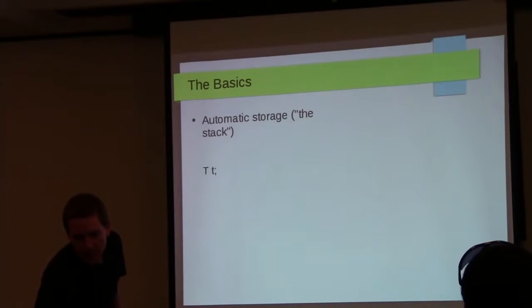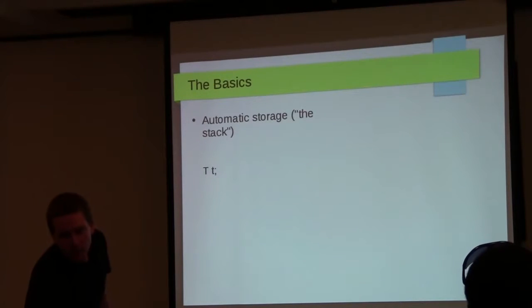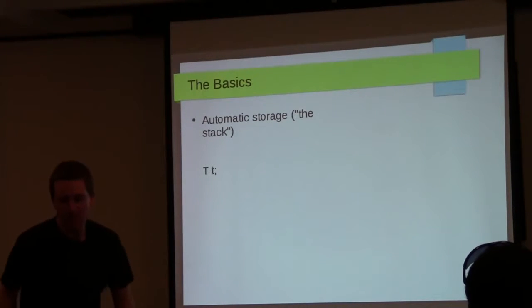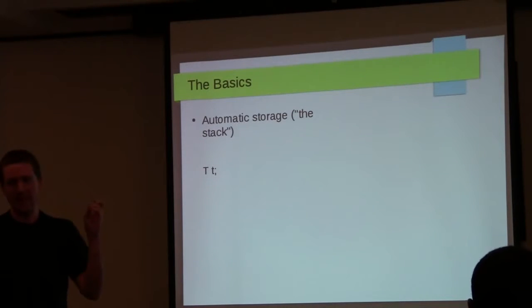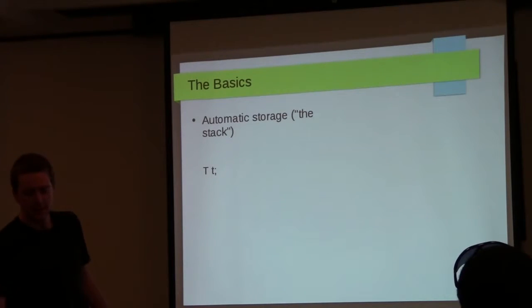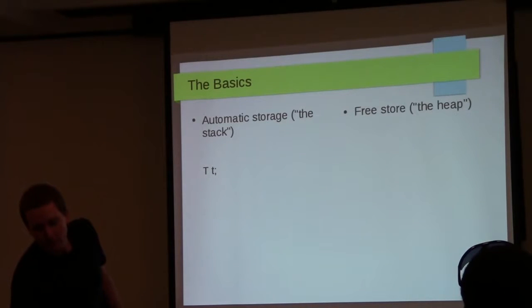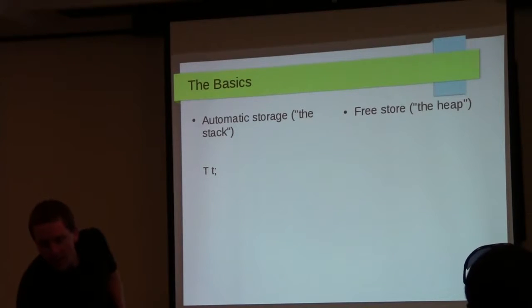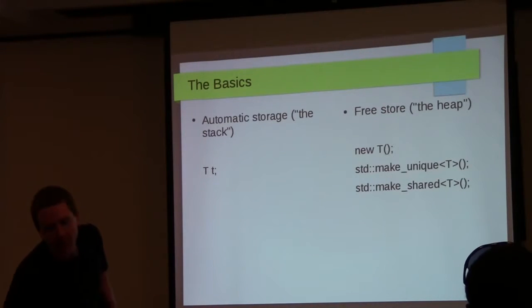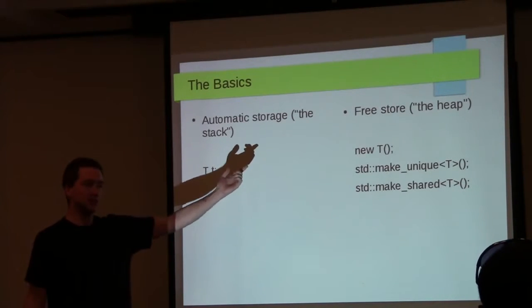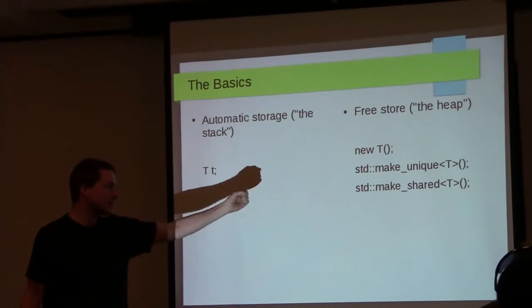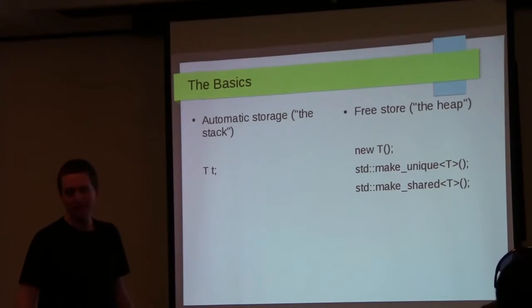First the basics. There are two ways you can allocate memory in general. Automatic storage, allocating from the stack, looks like that. Just declare a type name and then the variable. Or from the free store, or the heap. There's also global and static allocation, but I'm not going to be talking about those here. And the three general ways that you would allocate memory from the heap look something like this. You say new T, std::make_unique, or std::make_shared.